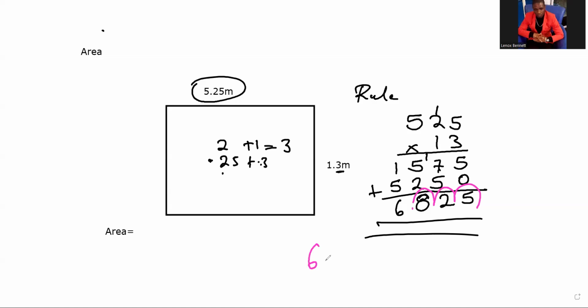All right, so it's 6.825 square meters, because we're doing area already. And we know, all right?